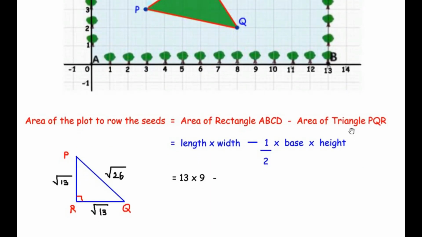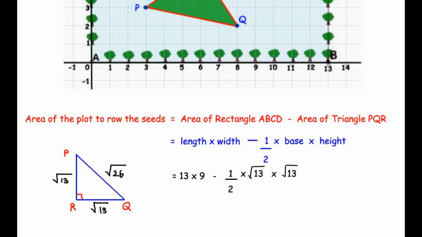And to find out the area of the triangle, we know that it is a right angle triangle, right angled at point R. And these were the lengths of the sides of the triangle which we had got in the previous question. So here we will consider the base as QR and height as PR. So we are going to substitute here 1 over 2 times base is square root of 13 times the perpendicular height is square root of 13.